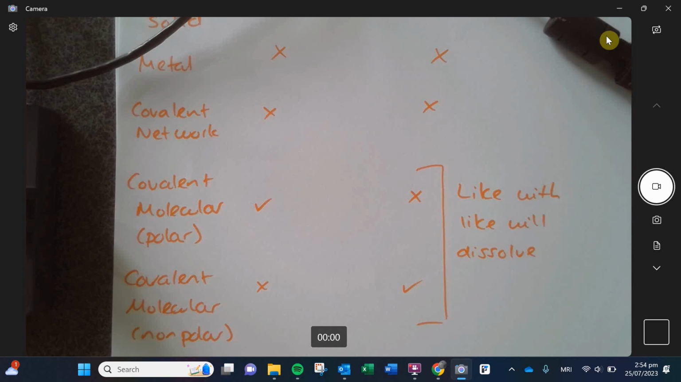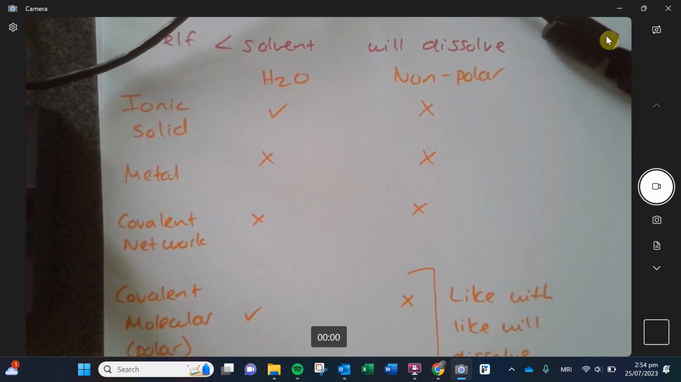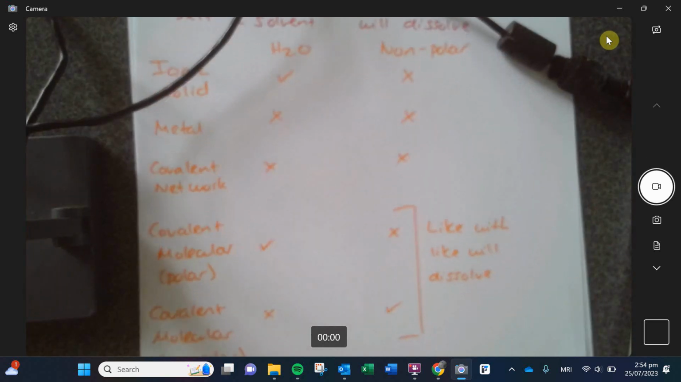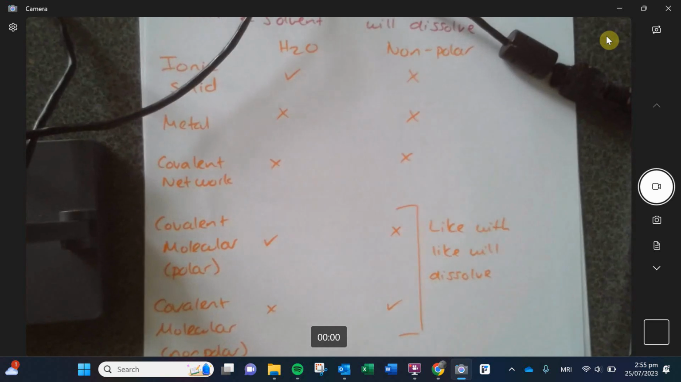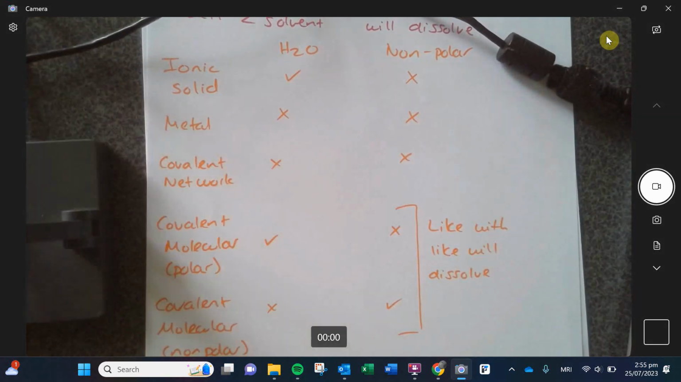Question? You want me to go up? Actually, do you want me just to zoom out? Now you can see everything. So that's like my little table. Look at my wire. There you go.